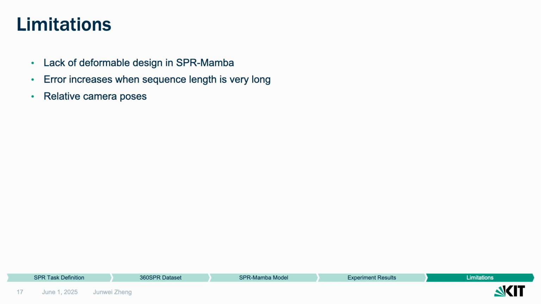There are also some limitations of the SPR Mamba model and the SPR paradigm. SPR Mamba lacks a deformable design when using panoramas as inputs. The error increases when the image sequence length is very long. Similar to VO, SPR can only predict relative poses. We are planning to address these limitations in our future work.